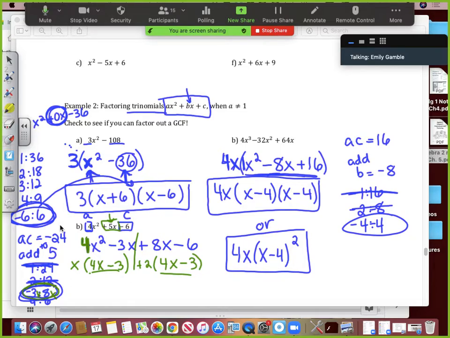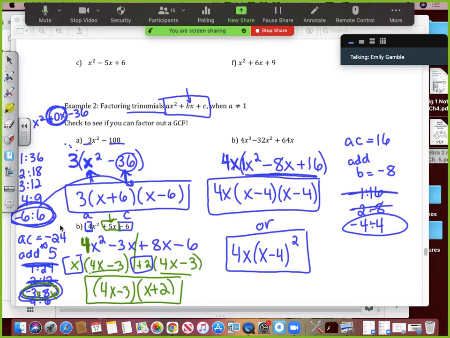The factored form would be 4x minus 3 times this stuff here. So this is going to be an x plus 2. So this together can be in a separate parenthesis set. Or you can switch the order, and it could be x plus 2 times 4x minus 3. It's up to you. I usually write the x plus 2 first, and then the 4x minus 3 second. It doesn't matter.